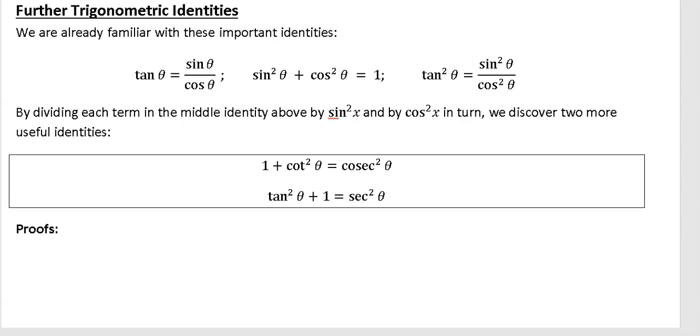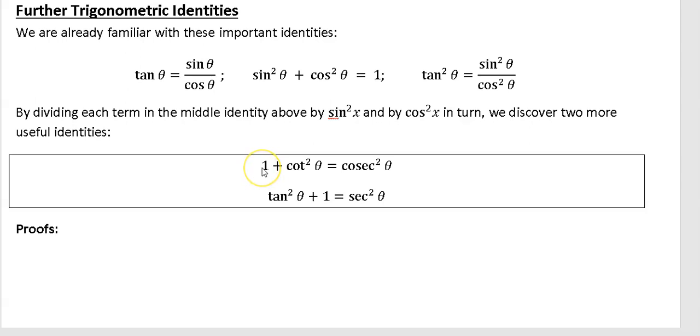In this video, we're going to introduce three more trig identities and then how we can use these to solve trig equations. So, first thing what we already know, we know tan theta is sine theta divided by cos theta. We also know sine squared plus cos squared equals 1. And then because of this first one, that tan theta is equal to sine theta over cos theta, that means tan squared theta would be sine squared over cos squared.